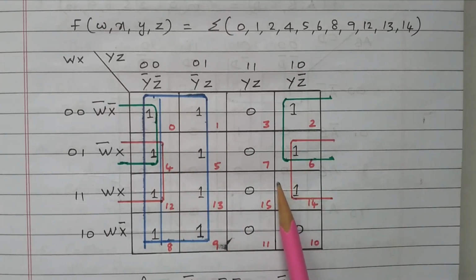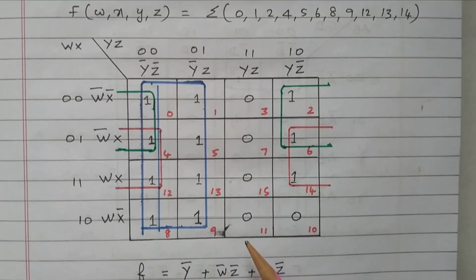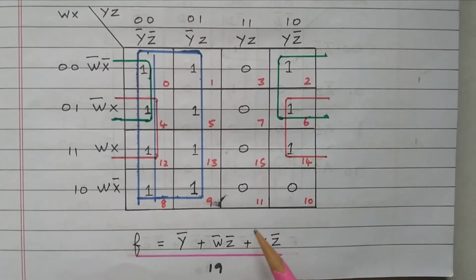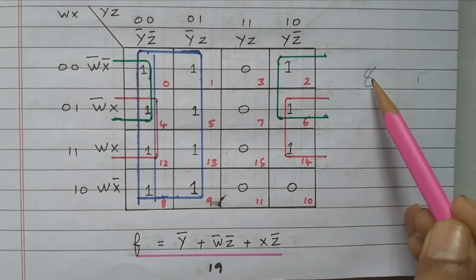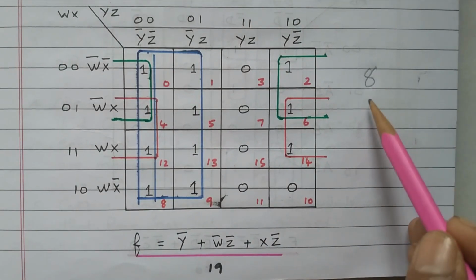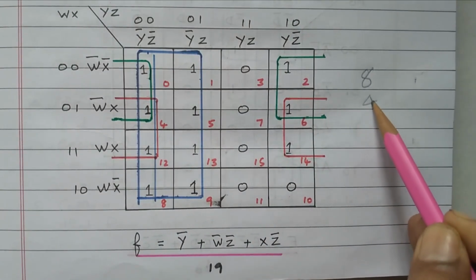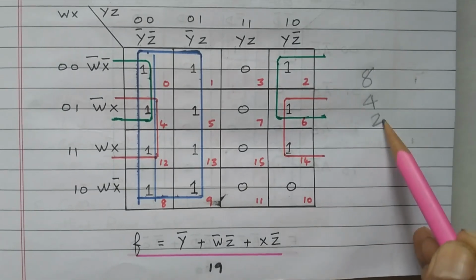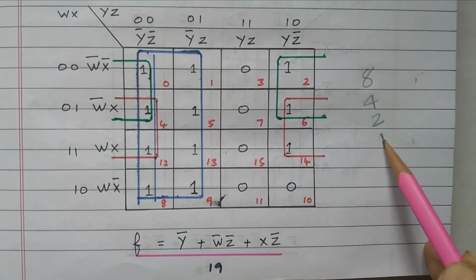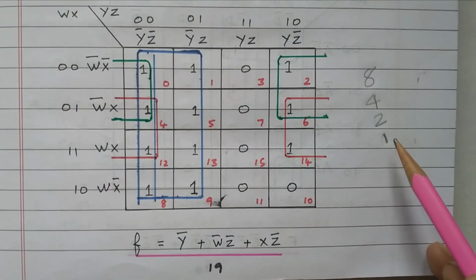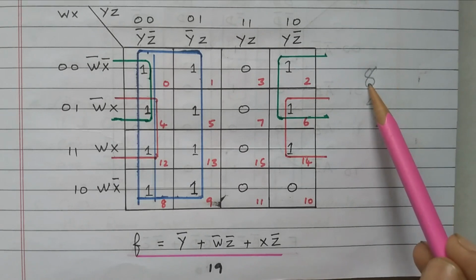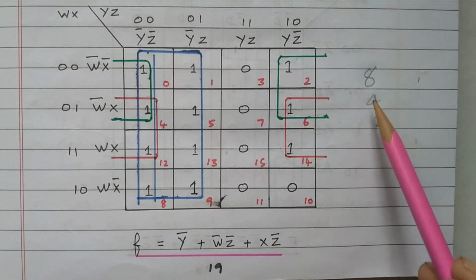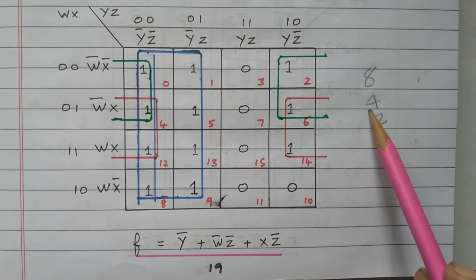Now we need to go for grouping of these cells in order to find the simplified expression. First we need to see if any 8 grouping is available. We can group 8 cells. Then we can see 4 cell grouping, then 2 cell, and finally only 1 cell if nothing else is possible. First we will see if any 8 cell grouping is possible. Otherwise, only then do we go for 4 cell grouping.